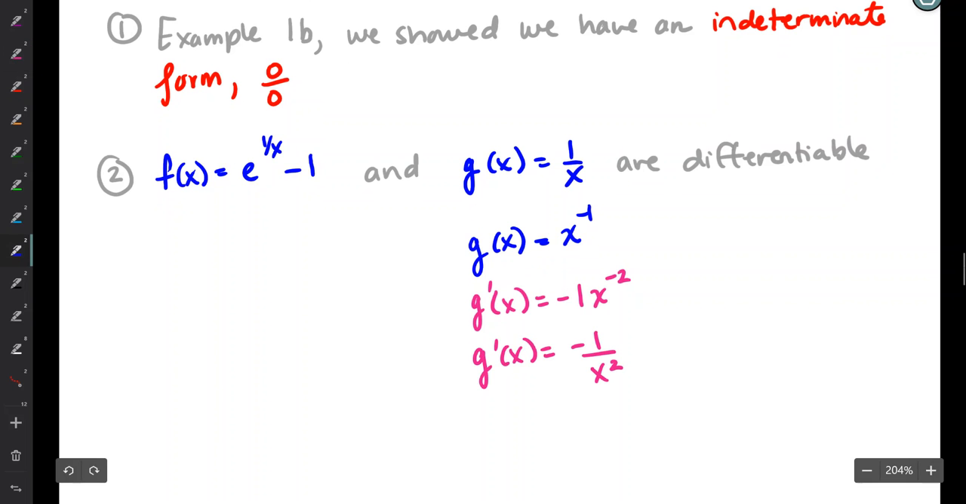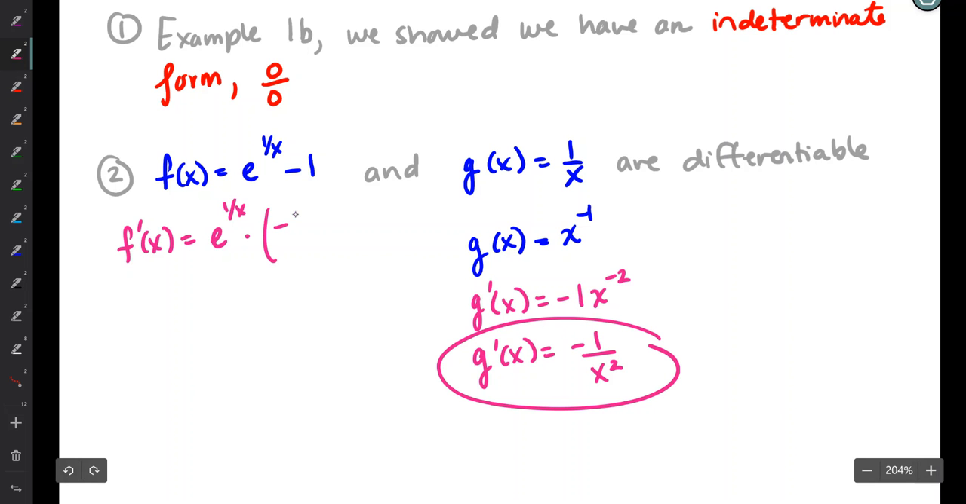F prime, we're going to need chain rule. The derivative of e to that stuff is e to the stuff, chain rule times the derivative of that stuff. The derivative of 1 over x we just did, is minus 1 over x squared. And minus the derivative of 1 is just minus a 0, so we don't need to write that. Okay.